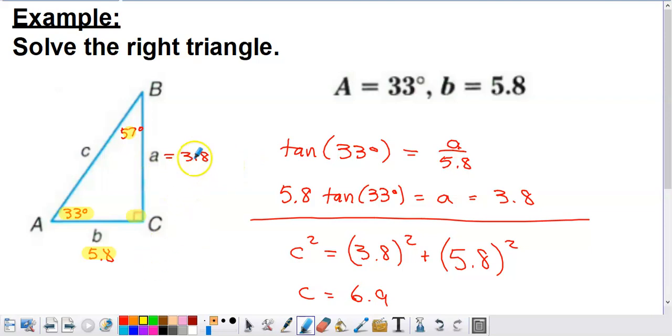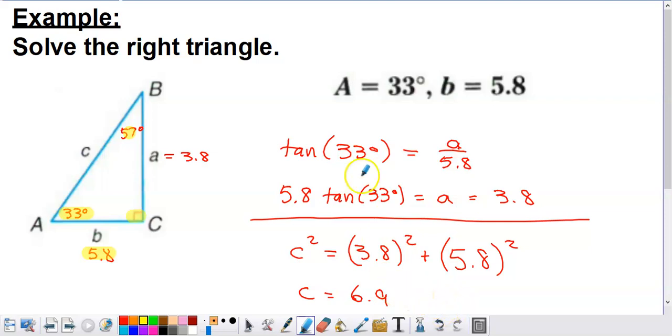I now know that this is 3.8 units. I already knew this was 5.8 units. I know two of the three sides of the right triangle. I've now opened up the opportunity for me to use the Pythagorean theorem to find side C. So I did the old a squared plus b squared equals c squared. Broke out the calculator. I had to take the square root of this addition in order to get the answer for C, which again, I rounded to the nearest tenth, and I got 6.9 for that.